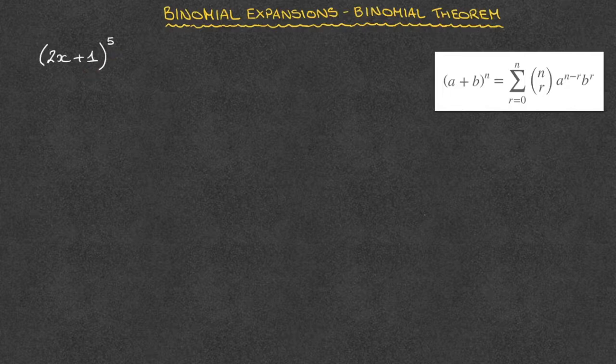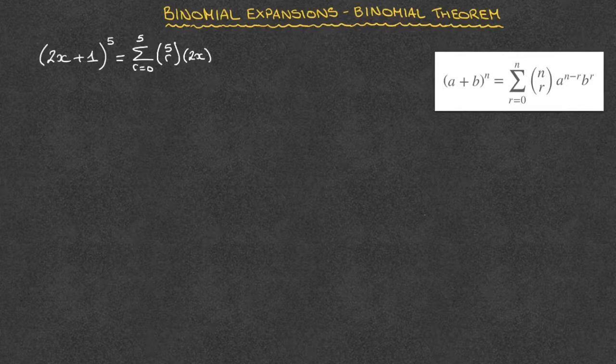So to get us started, we can copy the right-hand side of our formula, replacing every a that we see by 2x, every b by 1, and every n by 5. So we can write that this equals the sum from r equals 0 up to 5 of the binomial coefficient (5 choose r) times (2x) in parentheses, raised to the power of 5 minus r, times 1 raised to the power of r. And the sum that we have here is as far as our formula will take us.